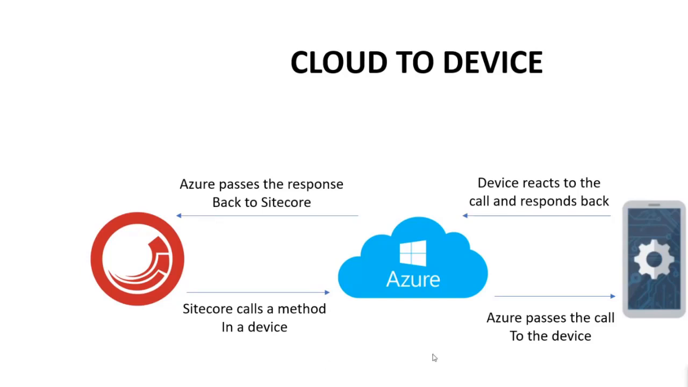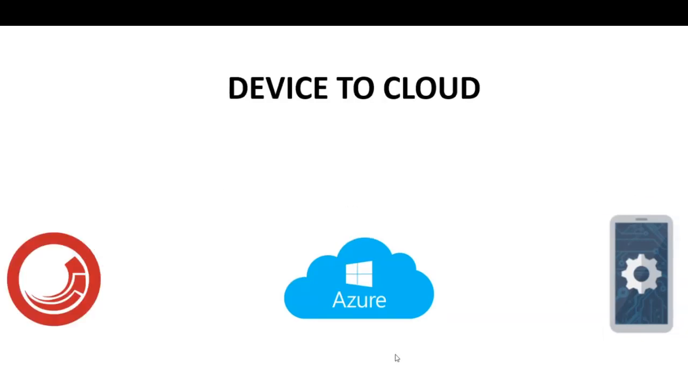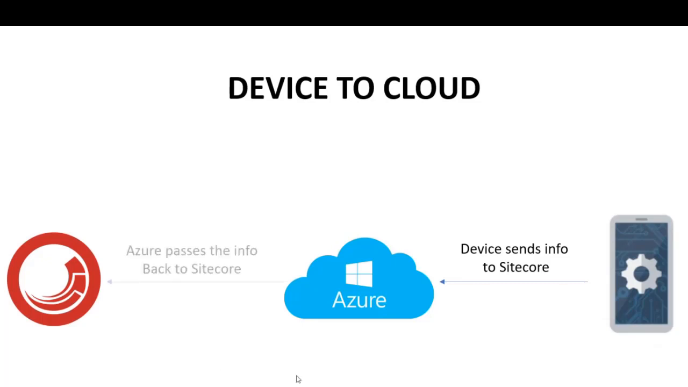But what if, for instance, imagine the object is a thermometer. It's measuring temperature. You don't need to ask the thermometer every time you need to read the temperature. You can have what we call device to cloud, where the device itself will send the information to Sitecore with intermediation of Azure, without being requested, only because the temperature changes. In the thermometer example, that information is being sent to Sitecore.